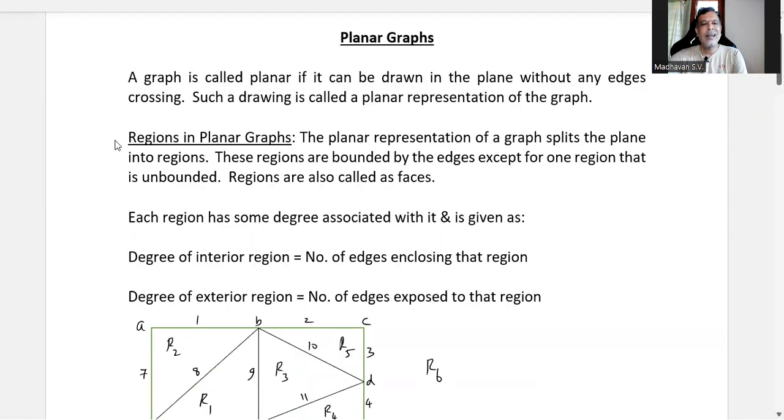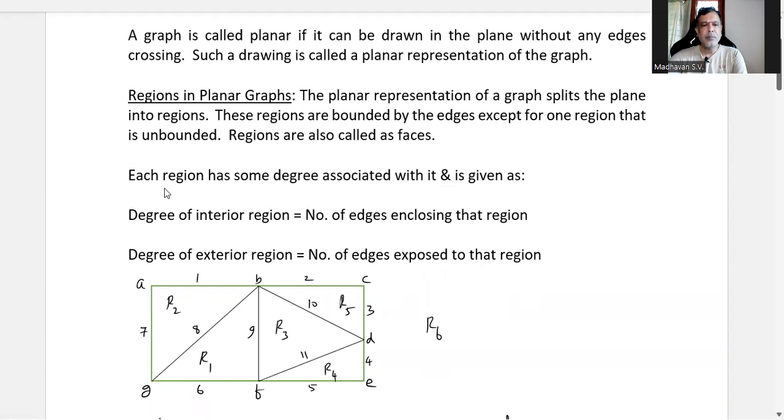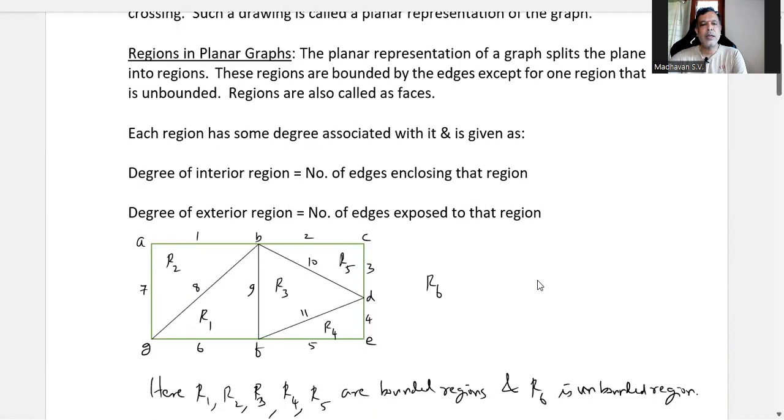Now, let us understand regions in planar graphs. The planar representation of a graph splits the plane into regions. These regions are bounded by edges except for one region that is unbounded. Regions are also called faces. Each region has some degree associated with it. The degree of an interior region is the number of edges enclosing that region. The degree of the exterior region is the number of edges exposed to that region.